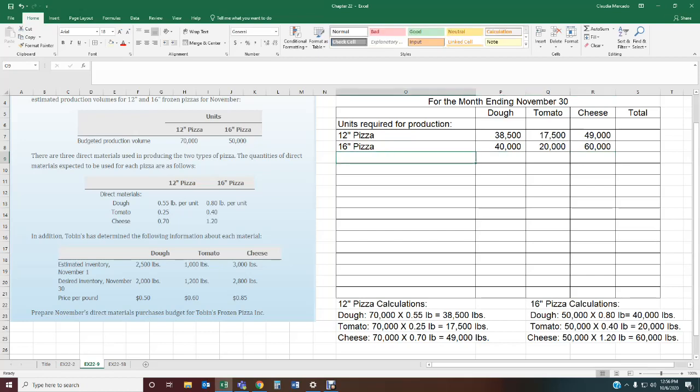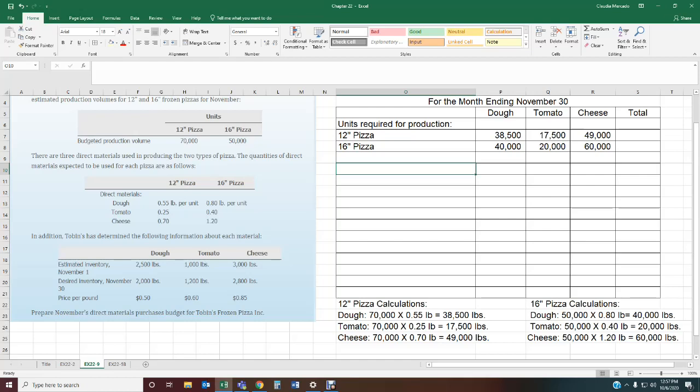So that is the number of pounds of material that I need for dough, tomato, and cheese for both my 12-inch pizza and my 16-inch pizza. Now on top of making the desired pizza amount, the problem also says that we want to have a desired ending inventory. We want to have some leftover materials or ingredients in case we want to sell additional pizzas.